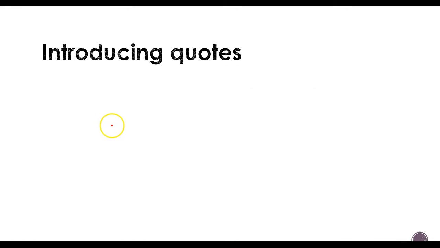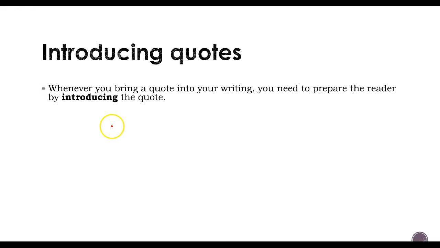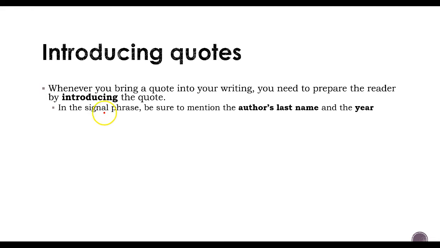So whenever you bring quotes into your essay, you want to introduce them carefully. That is, prepare the reader for the quote. In the signal phrase that leads up to the quote, you want to make sure you mention the author's last name. So, according to Smith, and in APA style, you always mention the year as well. So, according to Smith, 2005, and then you can give your direct quote.